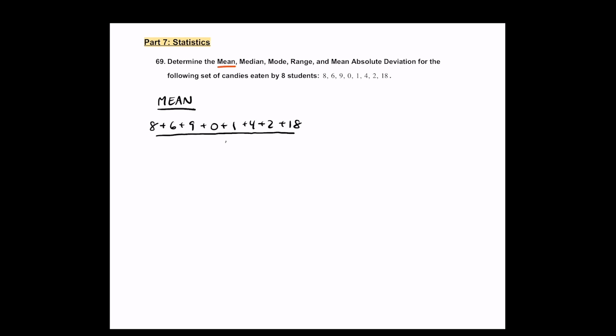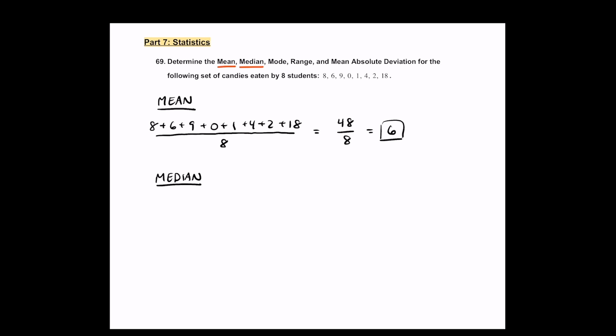It looks like there's 8 students. And so we add these all up. 8 plus 6 is 14, plus 9 is 23, plus 1 is 24, plus 2 is 28, plus 2 is 30, plus 18, that's 48. 48 divided by 8, that equals 6. So the mean is equal to 6. What about the median? Well, for the median, that literally means the middle.